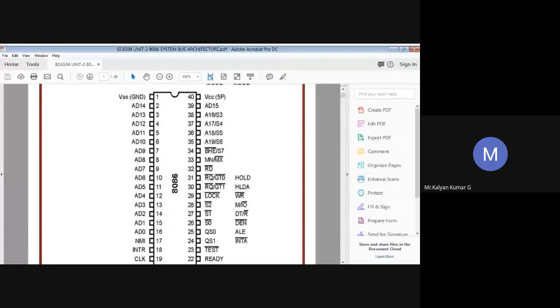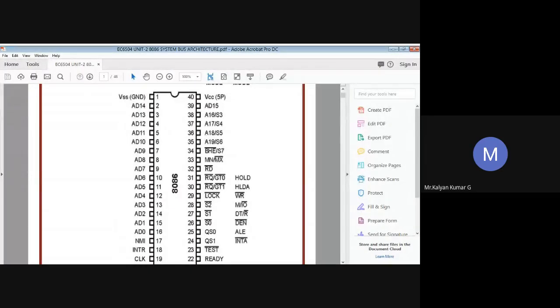A16 to A19 are also multiplexed pins with the status signal pins S3 to S6: A19/S6 to A16/S3. These are multiplexed pins that again perform dual functions, one as the higher order address bus and the other as the status bus. Again, they are output type pins.